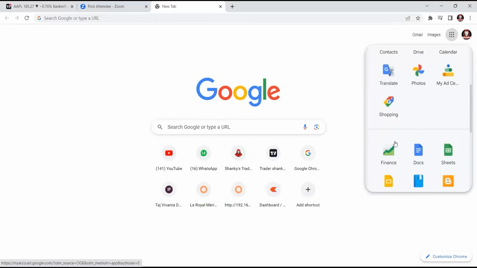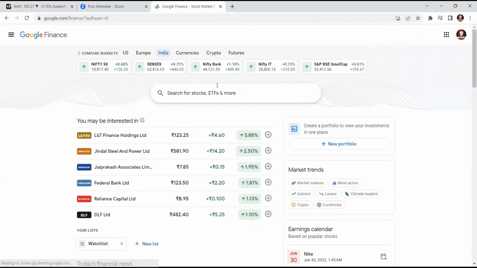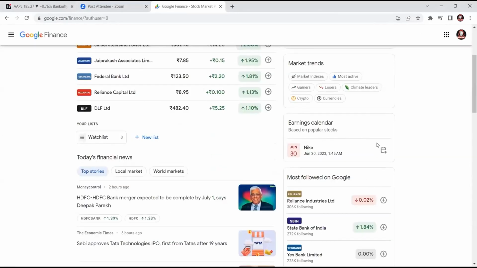Come down. Over here, there is Finance. Click that Finance in Google. Once Finance is opened, just come to this tab. Then click this US button over here. Then just scroll down. You can see that the earning calendar is there.